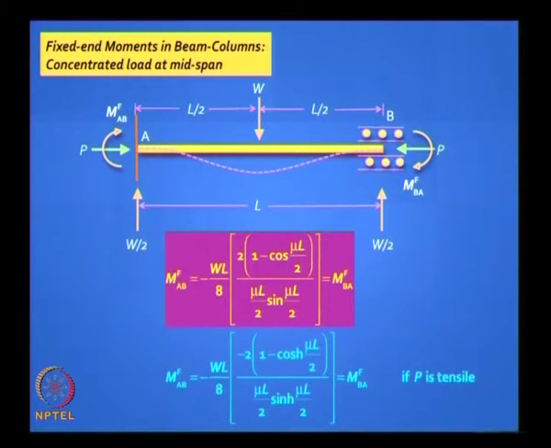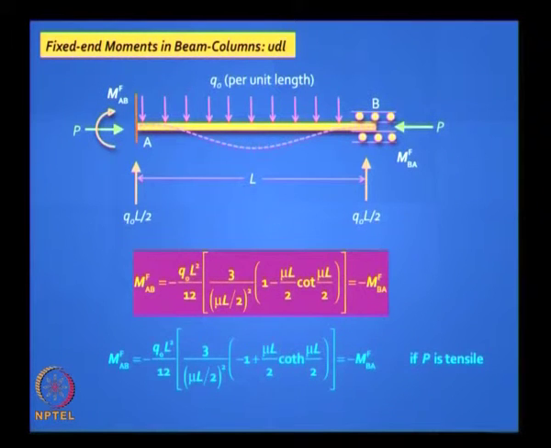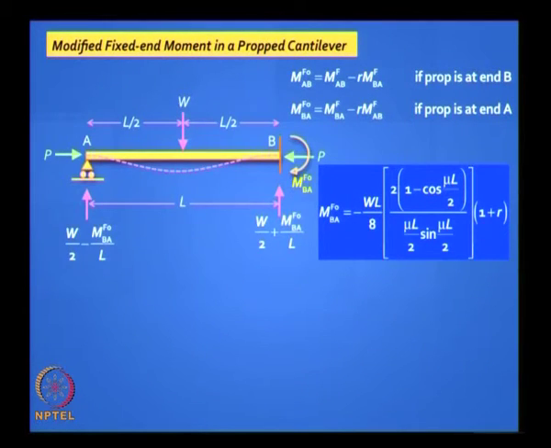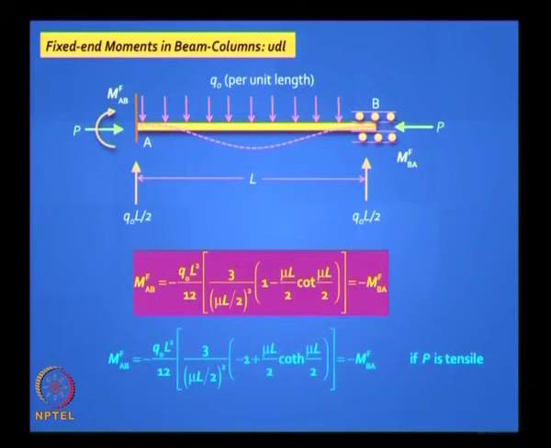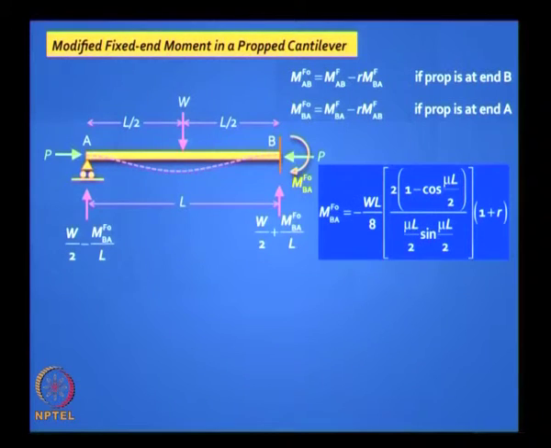If P is tensile, there is a slight modification, the hyperbolic functions come into play. We will look at one more case, the standard case is uniformly distributed load, you have similar sets of equations, is it clear? And that is all that we need to know for the time being, but you can derive for any arbitrary loading. Just go back here, the default value is Q naught L squared by 12 multiplied by a certain factor. If you have a propped cantilever, you have to do the correction as we did earlier.